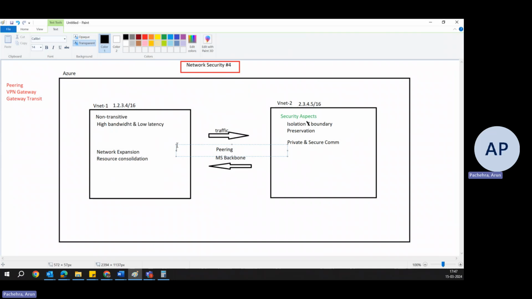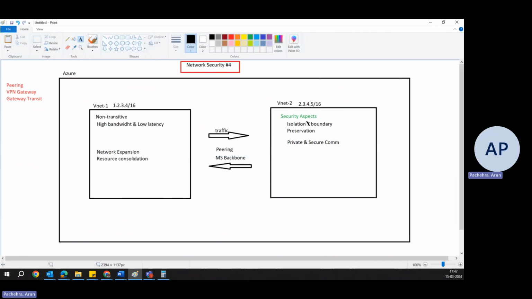So take it easy. The privacy and isolation of this backbone network ensures that the data remains secure as it moves between the virtual networks. For most scenarios, this level of security is sufficient, especially considering the traffic does not traverse the public internet.